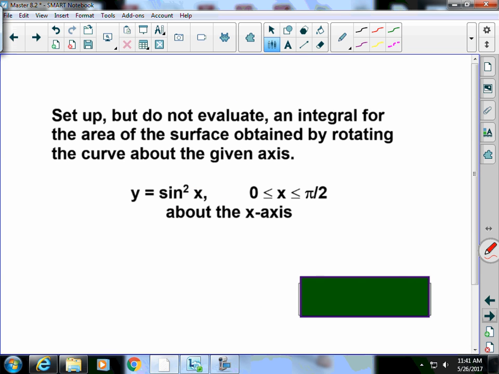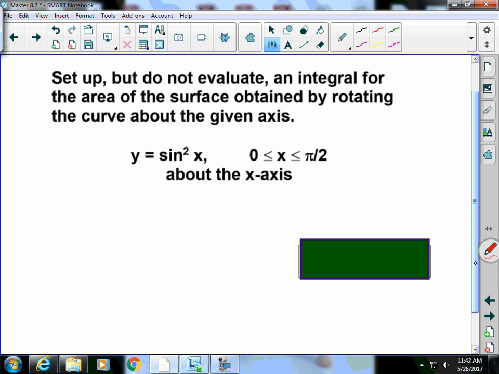So now we want to just set this up and not evaluate because it's a little more complicated. So I have a y prime, right? Because if y is equal to sine squared x, y prime is 2 sine x. So I take the 2 out front, reduce it to 1, and I leave it alone. Then I take the derivative of sine, which is cosine of x. And then y prime squared is equal to 4 sine squared x cosine squared x.